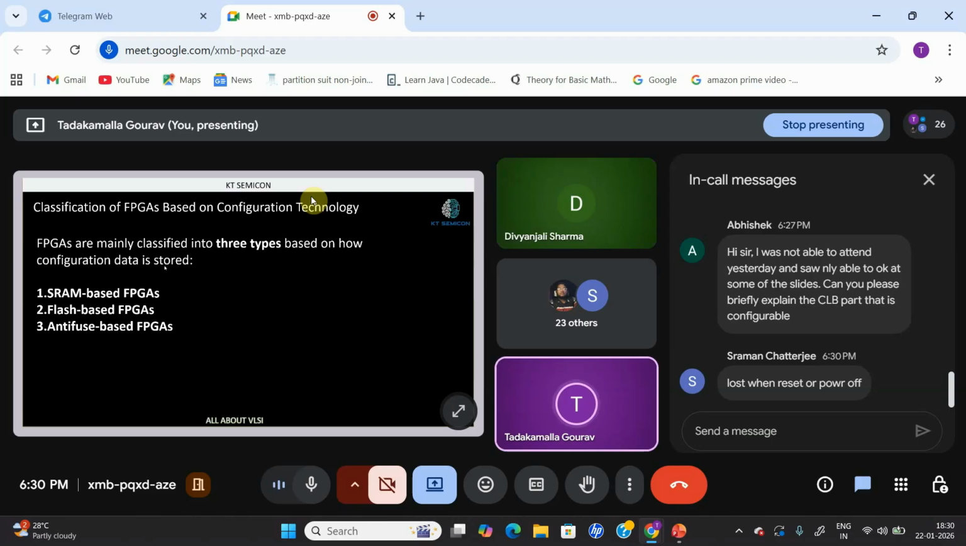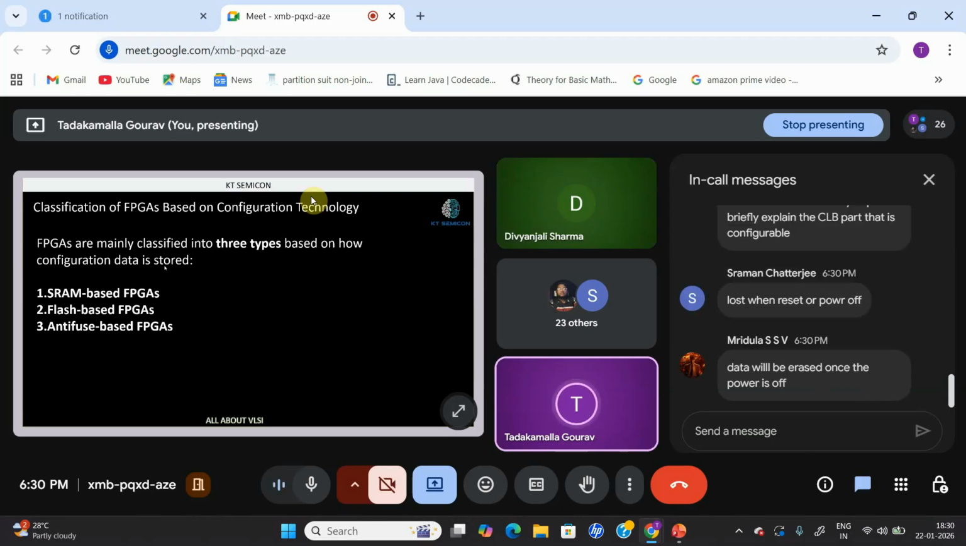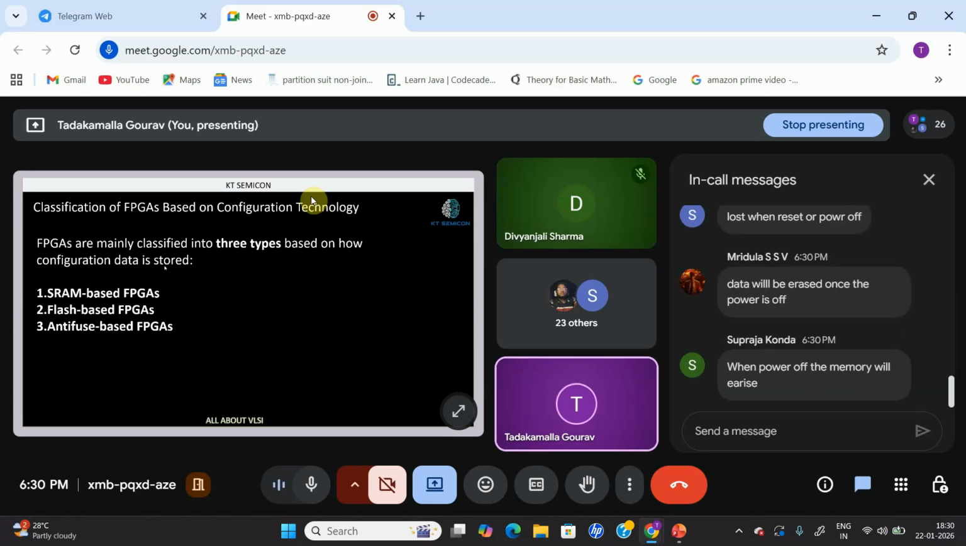Lost when reset or power off. Okay, any other answers? Data will be erased once power is off. Exactly. So basically, whatever data you have stored inside that particular hardware, when the power is on, that data will be erased when you turn off the power, right? And when you turn it on again, the data you stored will be gone. That is nothing but your volatile memory.